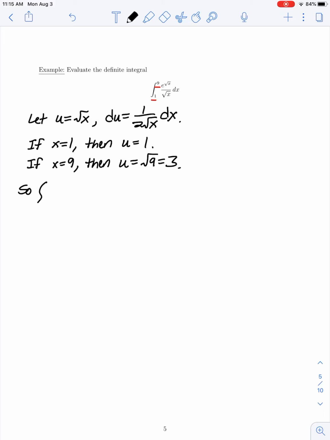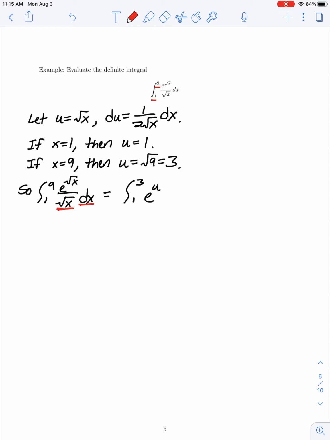So let's take the integral that we were given from 1 to 9 of e to the square root of x divided by square root of x dx and rewrite it in terms of u. So here we will have the integral from 1 to 3 now. These are our u values. And our numerator, which was e to the square root of x, is now just e to the u power. And then we're left with a dx divided by the square root of x.